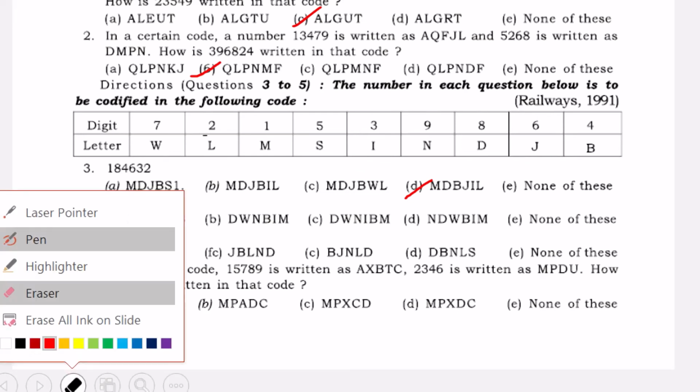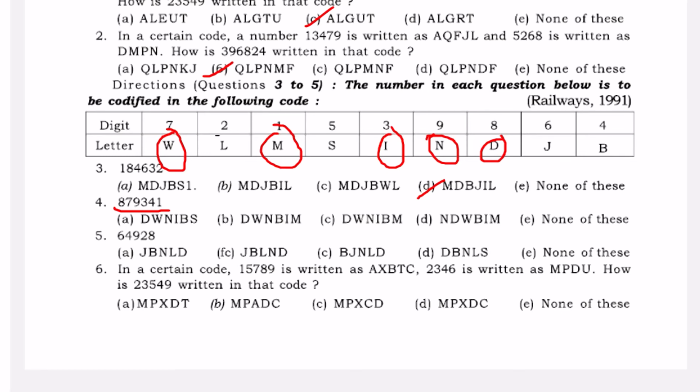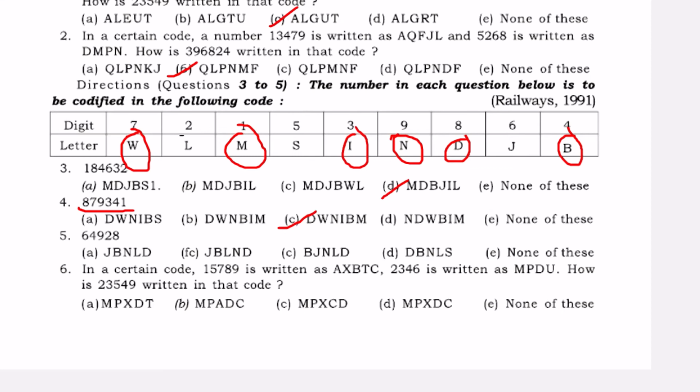Okay. The next one, 879341. 8 is D, 7 is W, 9 is N, 3 is I, then M. DWNIM. DWNB, okay, we forgot B. DWNBIM. Okay, DWNIBM, I think it's option C. Let's check it once more. 8 is D, 7 is W, 9 is N, 3 is I, 4 is B, and 1 is M. D, W, N, I, B, M. That's great.